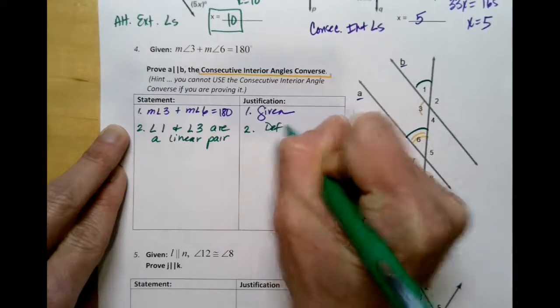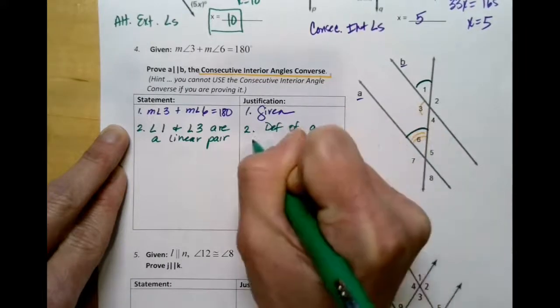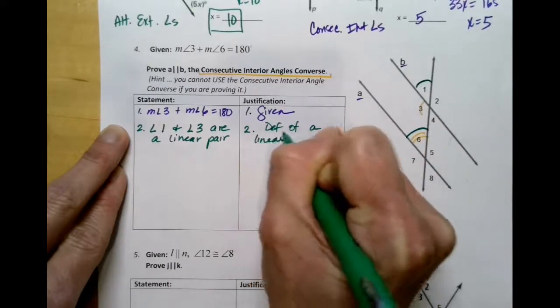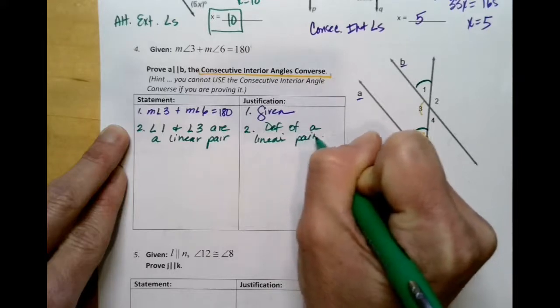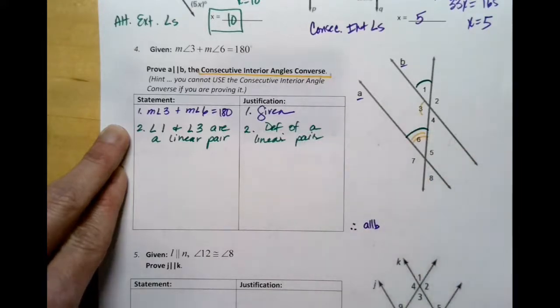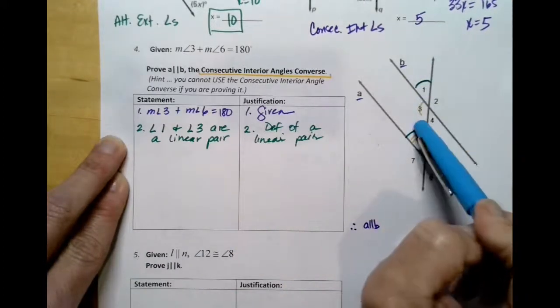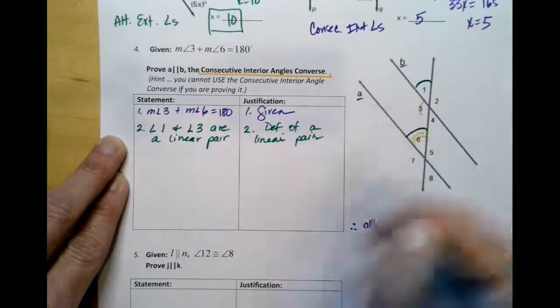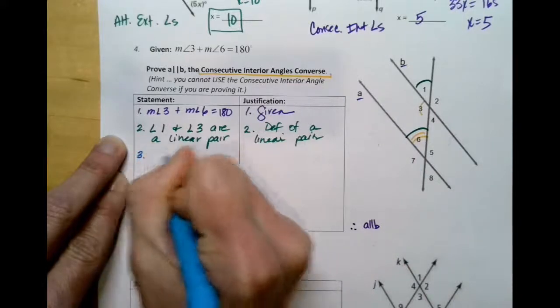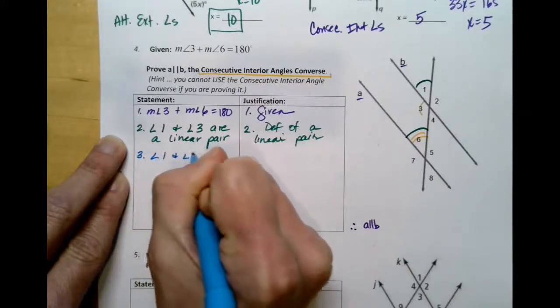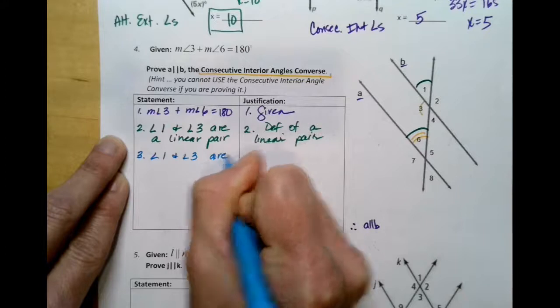My definition of a linear pair. All right, so you should be thinking in your head, why'd she do that? Why does she need 1 and 3 to be a linear pair? How am I going to get to that conversation? Well, guess what? Angle 1 and angle 3 are what? Say it with me now.